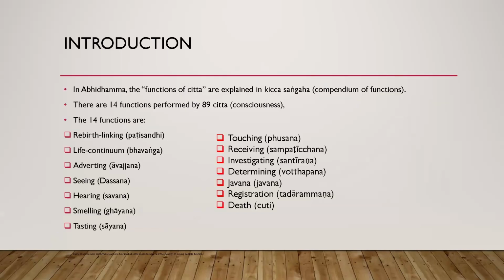So, introduction. In Abhidhamma, the functions of chitta are explained in Kicca Sangaha, the compendium of functions. There are 14 functions performed by 89 chitta. The 14 functions are rebirth linking, life continuum, averting, seeing, hearing, smelling, tasting, touching, receiving, investigating, determining, javana, registration, and death.